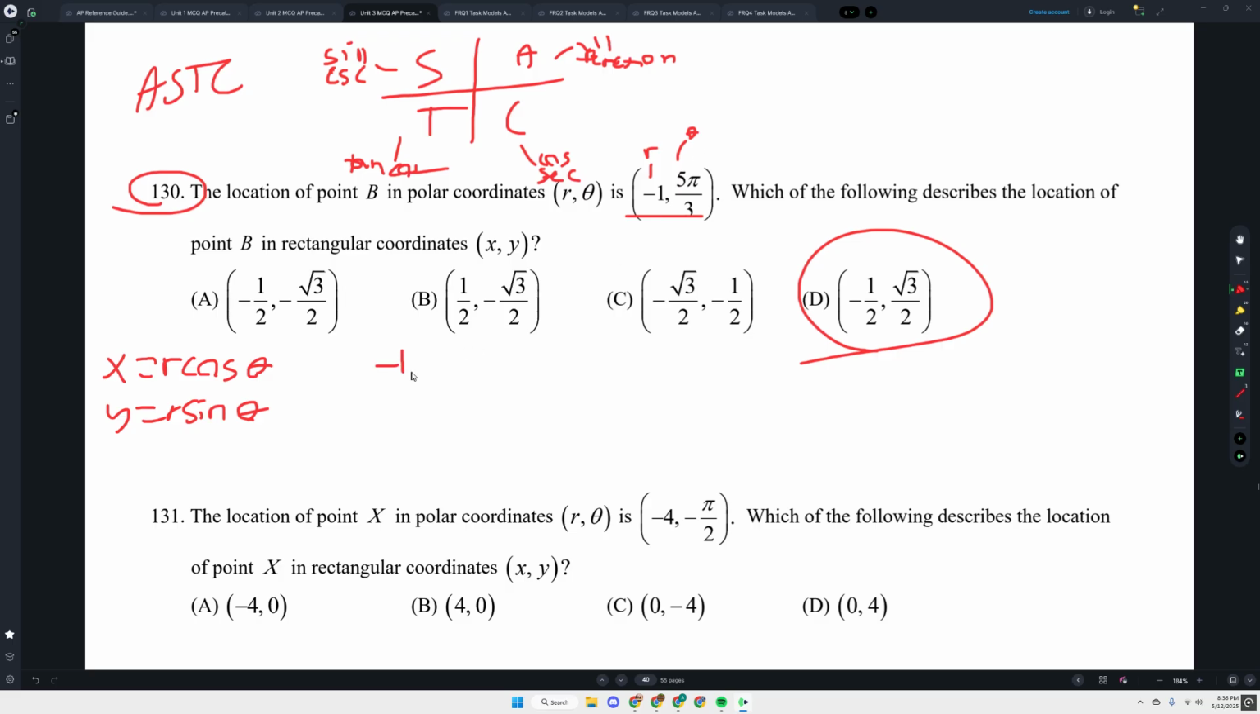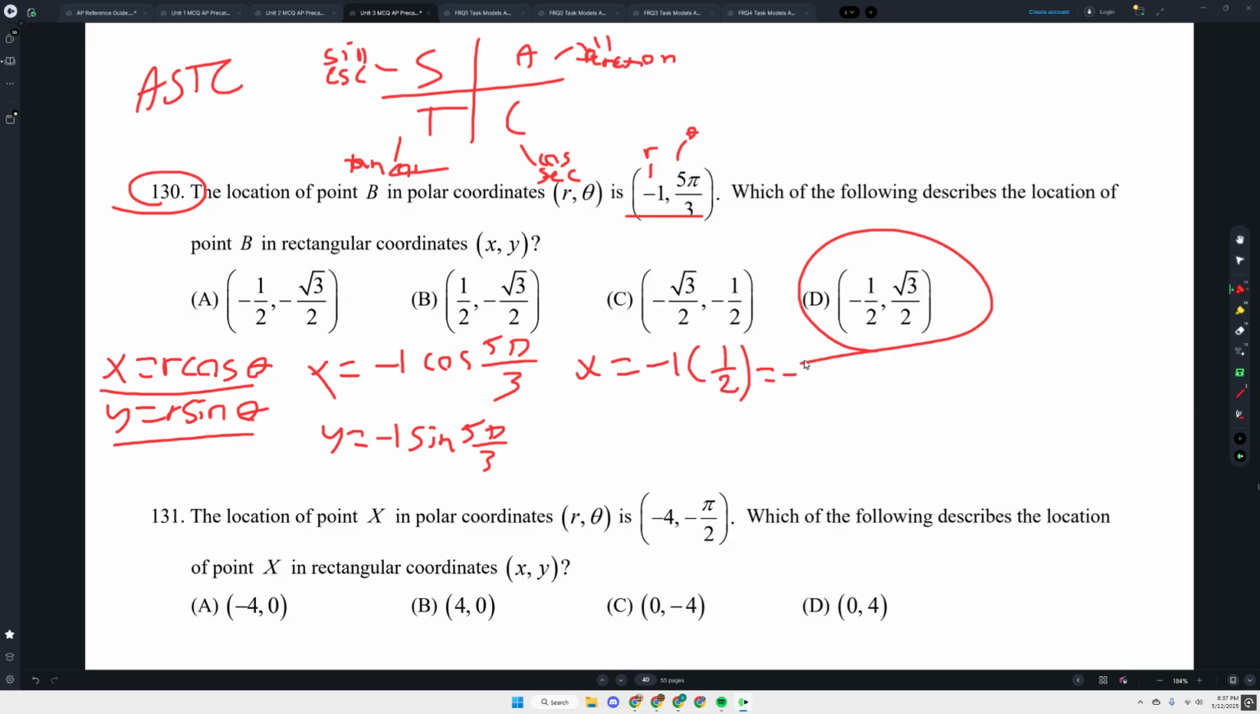So we're going to have -1. This is how you go from polar to rectangular. So it's -1 cosine of 5π/3, and y is equal to -1 sine of 5π/3. So what is cosine 5π/3? 1/2. So x is equal to -1 times 1/2. So that's going to be -1/2.